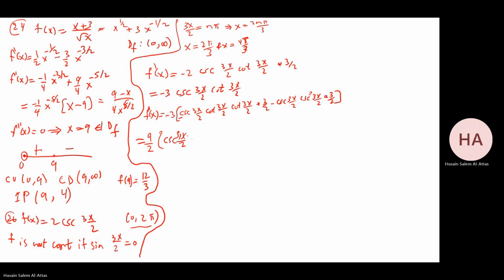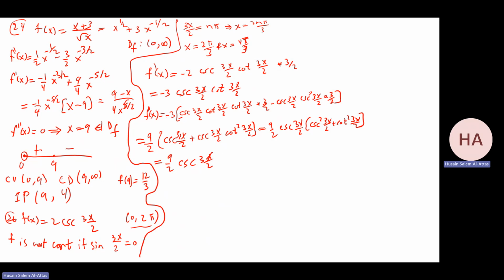Plus cosecant 3x over 2 cosine square 3x over 2. In other words, that will be 9 over 2 cosecant 3x over 2 times cosecant square 3x over 2 plus cosine square 3x over 2. I know 1 plus cosine square is cosecant square. So that will be 1 plus 2 cosecant square 3.